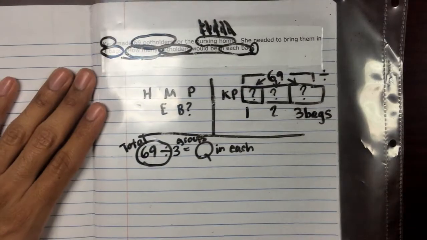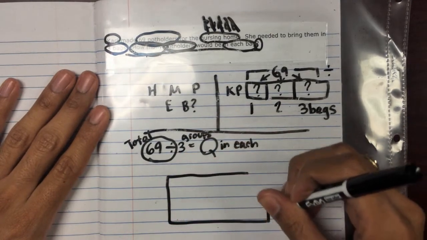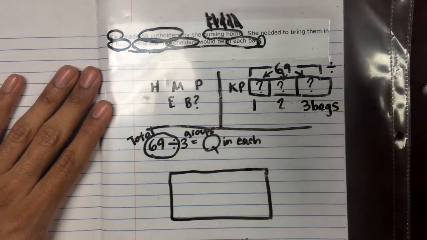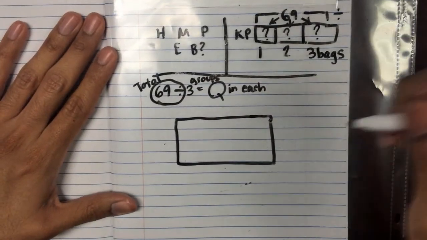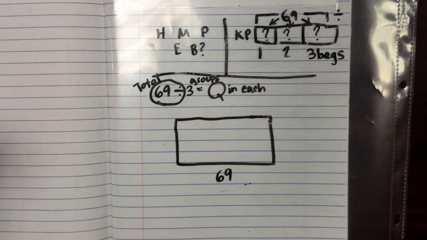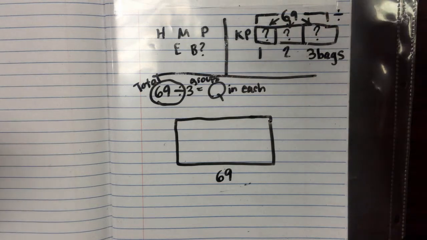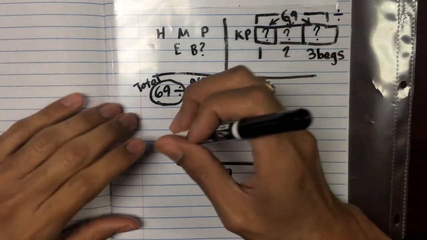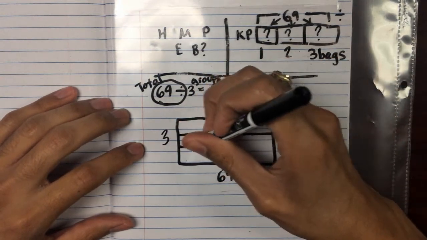So let's go ahead and start off by drawing our division area model. Let's go ahead and write down our total. Here at the bottom, we have a total of 69. And how many groups do we have? Well, we have 3 groups, and the number of groups goes on the side. So let's write the 3 on the side, and let's draw our 3 groups.